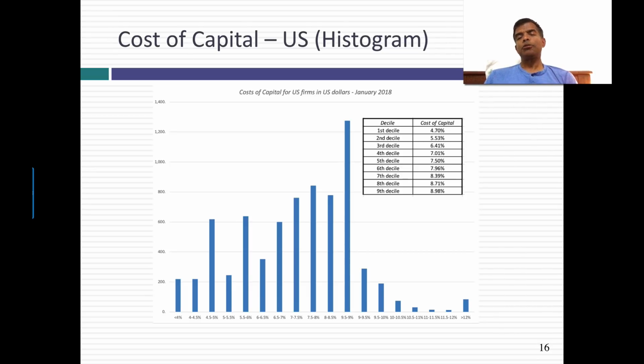The 90th percentile of cost of capital for a US company at the start of 2018, and this is a public company, is about 9%. So when you use 11 or 12%, you're way out there. That is a risky company's cost of capital.